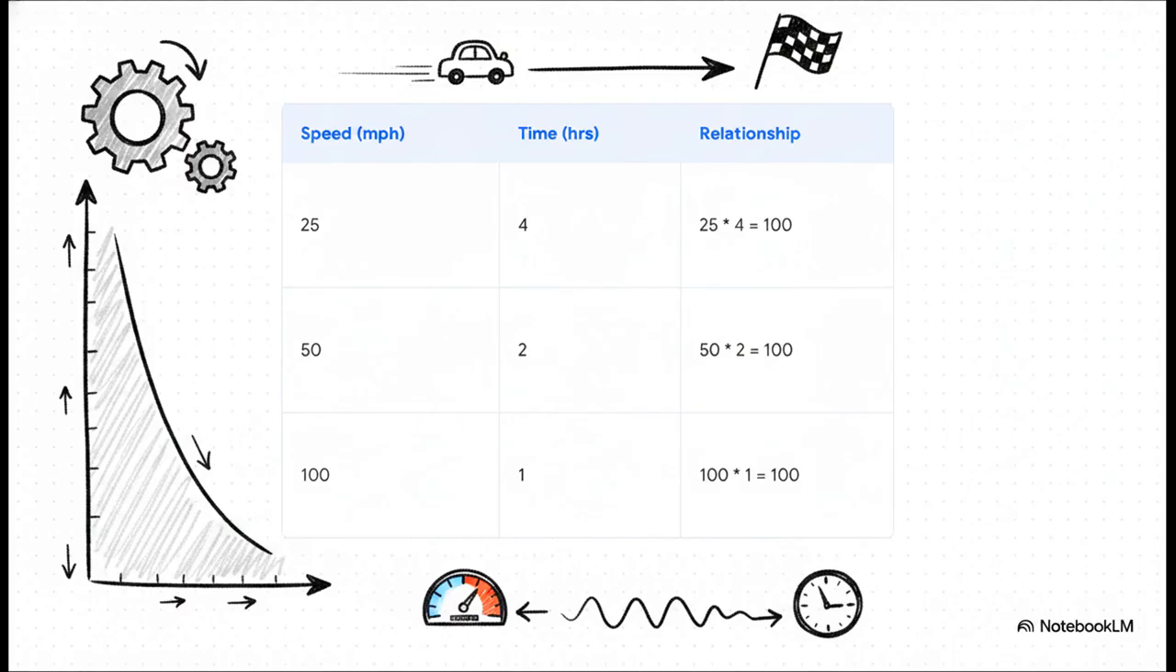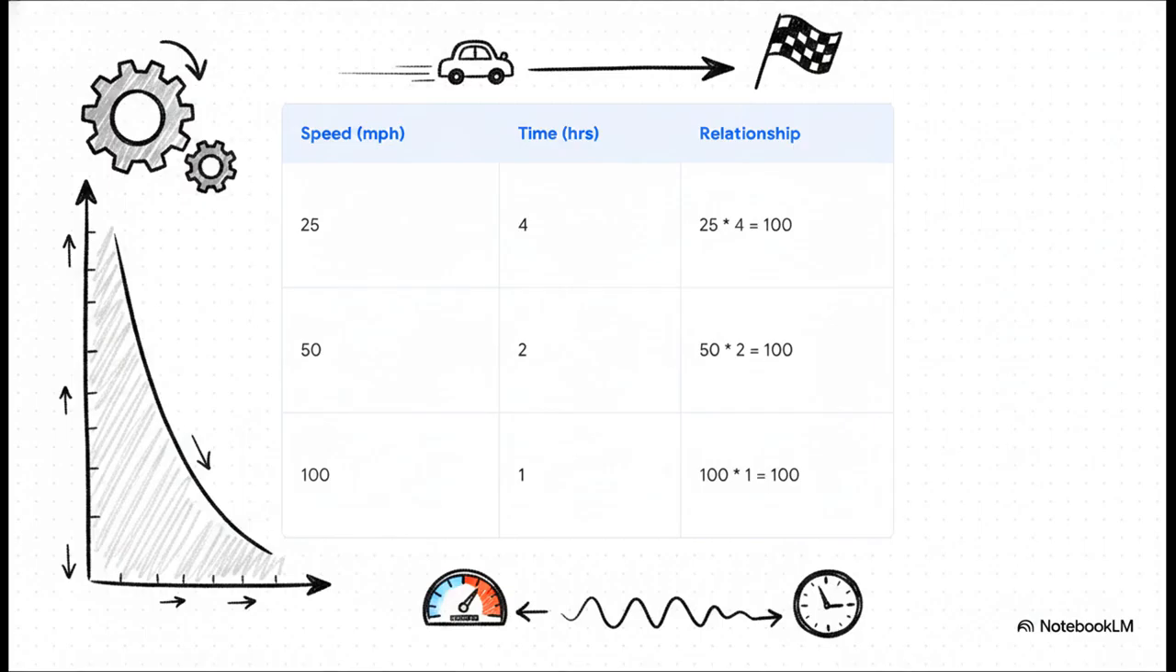Imagine you have a fixed driving distance of 100 miles. The time it takes to drive those 100 miles depends entirely on your speed. If your domain is a speed of 25 miles per hour, your range output is 4 hours. But if you double your speed to 50, your time is immediately cut in half to 2 hours. Notice how the speed and time always multiply to exactly 100.